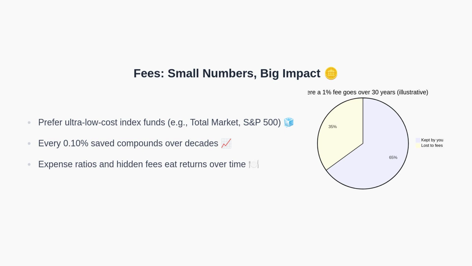Fees compound against you. Even seemingly small differences in expense ratios can translate into significant sums over a multi-decade horizon. Broad market index funds such as Total Market and S&P 500 options often have the lowest fees in the plan. Prioritize these and avoid unnecessarily complex or higher-cost funds. Over 30 years, reducing fees by even a fraction of a percent can materially increase your ending balance. Next, let's translate this into an actionable allocation.